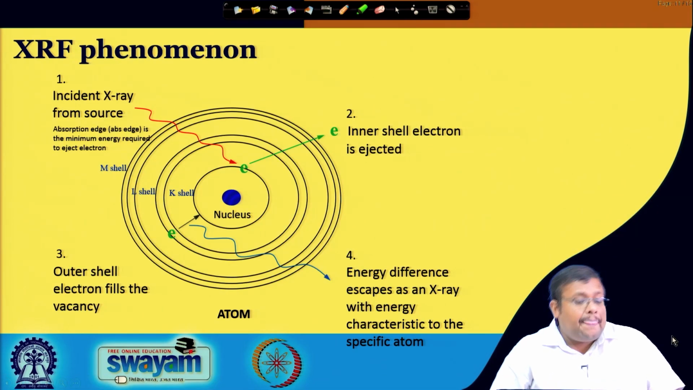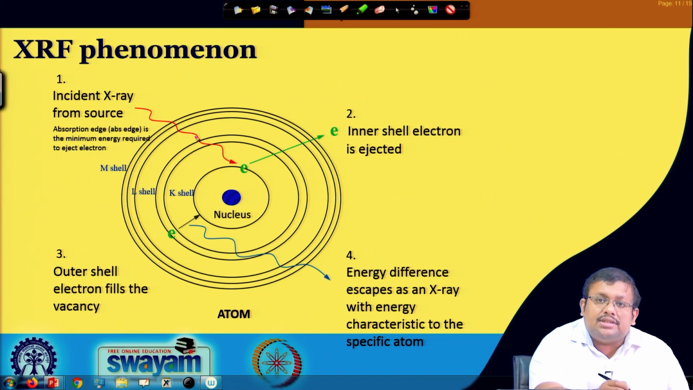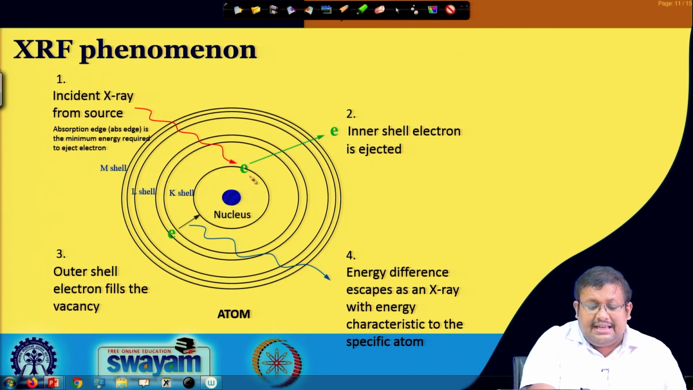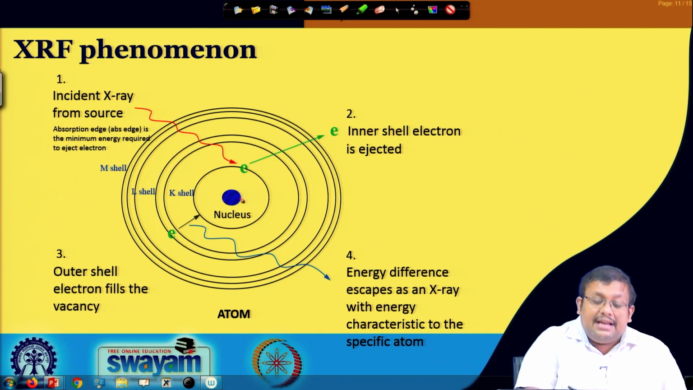Now, this X-ray fluorescence phenomenon, what is it? If we incident an X-ray from a source, let us consider there is an X-ray source, and this X-ray goes towards an atom and ejects an electron from the inner shell, there will be a void, and as a result of this void, the outer shell electron fills this vacancy. So, there will be a vacancy when the inner shell electron goes out, and this vacancy will be filled up by the outer shell.